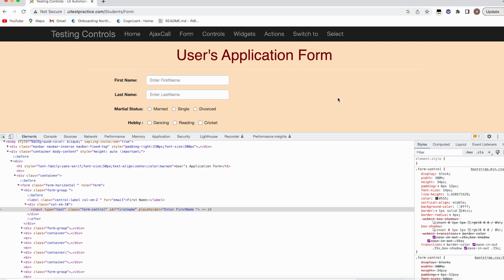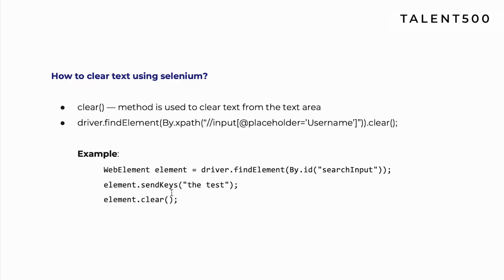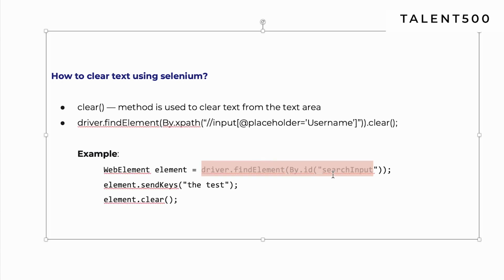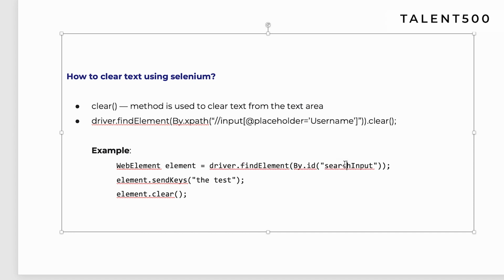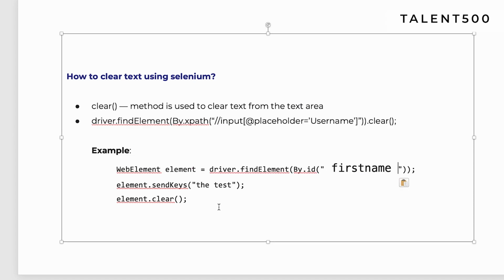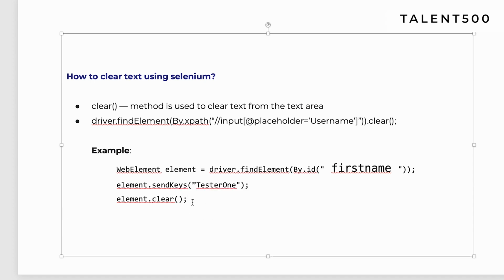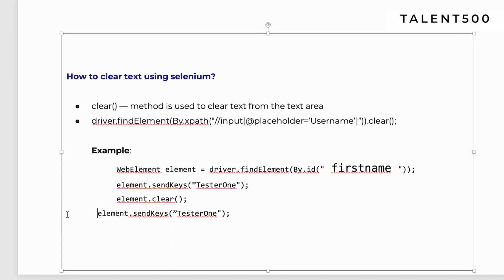After identification, what you need to do, you need to use clear. See, you have identified it over here by id, search input. For example, for us it will be firstname, right? Then element.sendKeys. So firstname we have identified, then what we have entered initially, tester1, we will clear it, right? And then we will put another value, that is tester2.